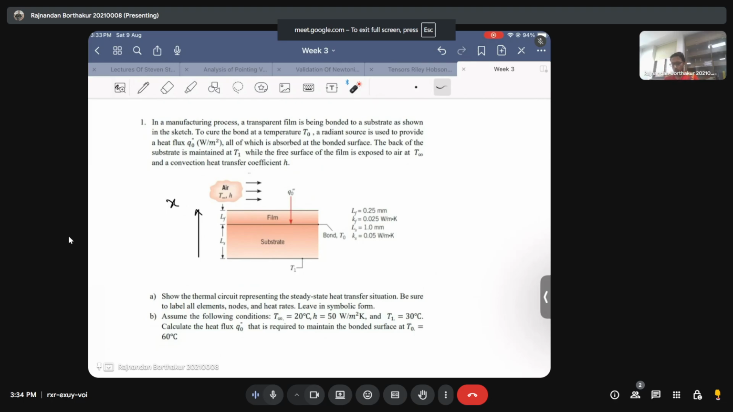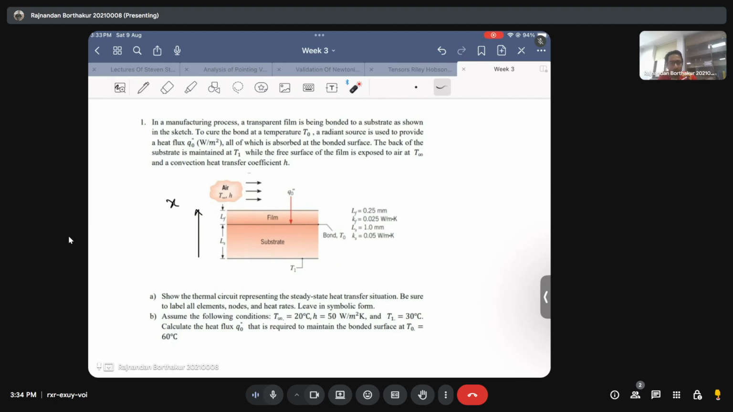So let's have a look at this problem. It says that in a manufacturing process, a transparent film is being bonded to a substrate as shown in the sketch. Means that there is a film which is transparent. You can consider it as a liquid film that is bonded to a substrate, in this form that you can see on your screen.